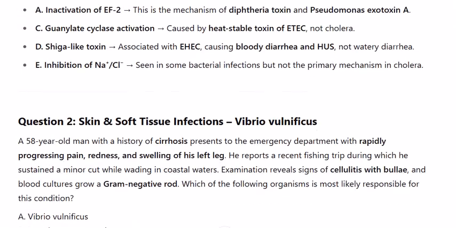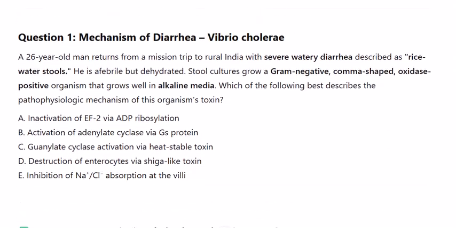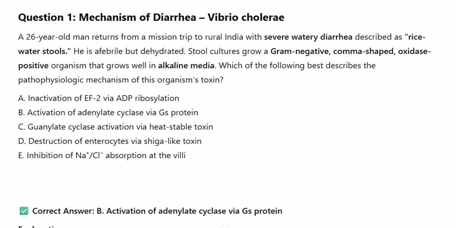Provided information about Vibrio cholerae and Vibrio vulnificus, each with 5 answer choices and explanations for correct and incorrect options. Question 1. Mechanism of diarrhea, Vibrio cholerae.